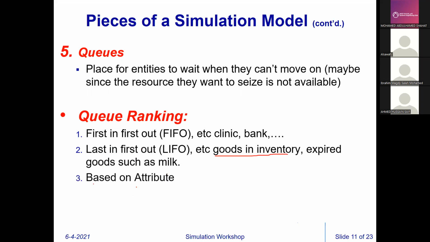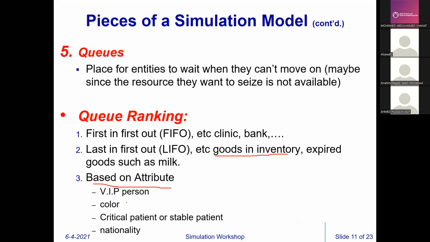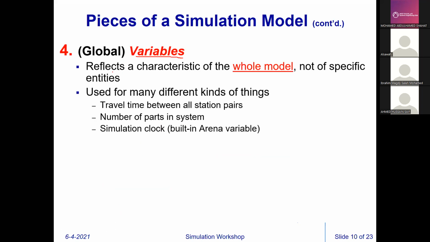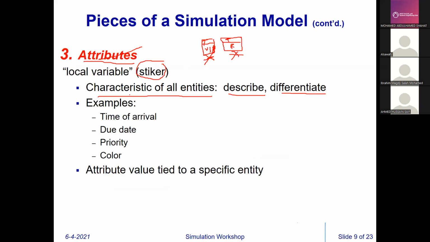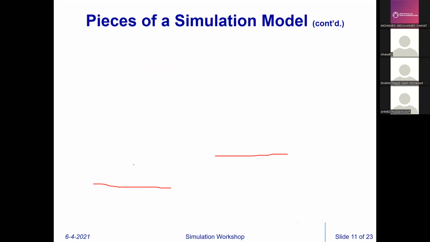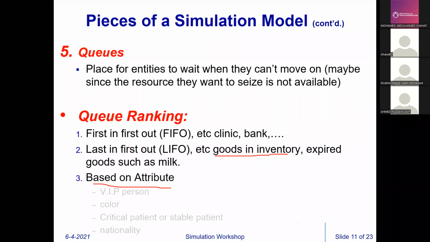Or it could be based on attribute. You may serve a VIP person first, or serve the critical patients first, and so on. We said that attributes are properties of entities, so you can use them to decide on the service discipline or queue ranking. Okay, so that's it for our introduction.